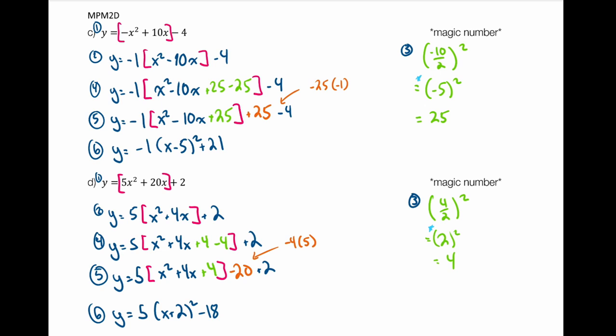For D, same thing. Put brackets around the first two terms, common factor them. In this case, you're common factoring a 5. From there, find your magic number, add and subtract it, move the subtraction term outside of the bracket and reapply the factor that we see in orange, and then factor your perfect square trinomial and collect like terms, and you should end up with y equals 5 times x plus 2 squared minus 18.